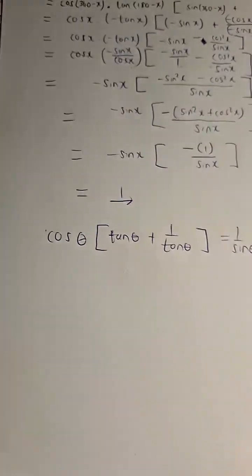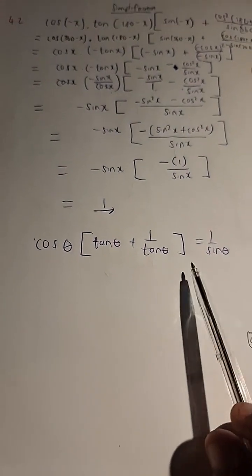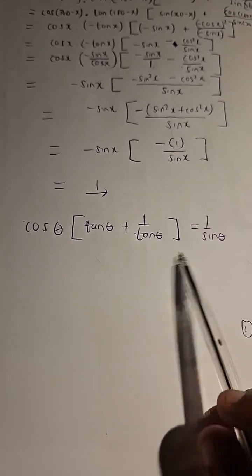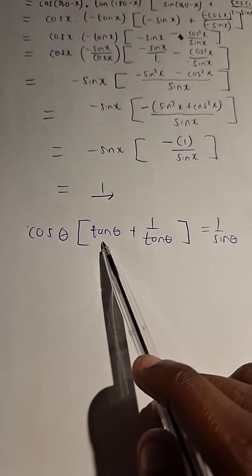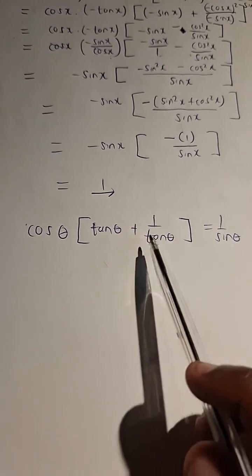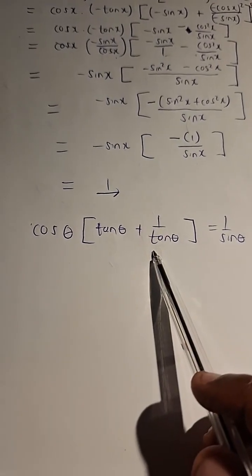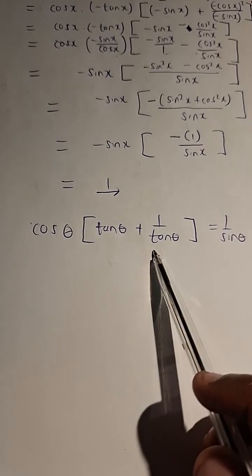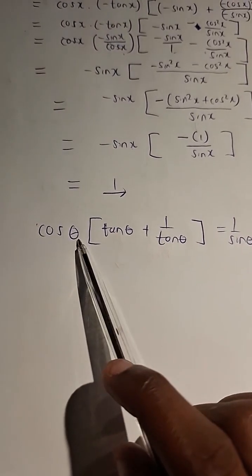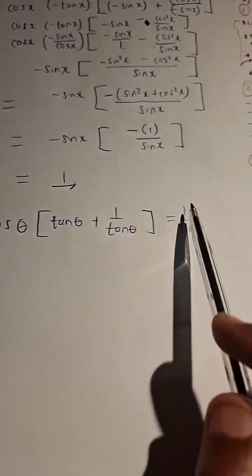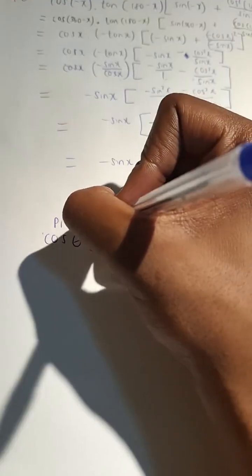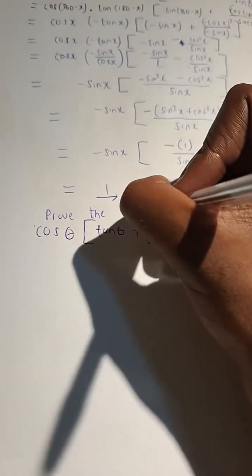Okay, guys, let's look at this question. If we look at this particular question, we have cos theta into tan theta plus 1 over tan theta, close bracket, is equal to 1 over sine theta. And they are saying prove the identity.